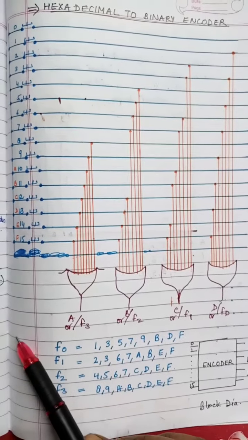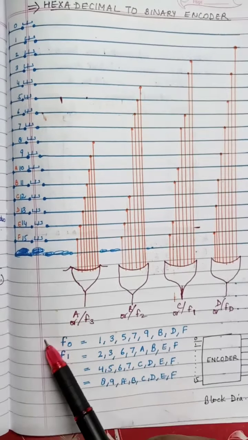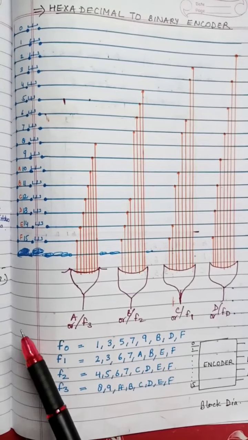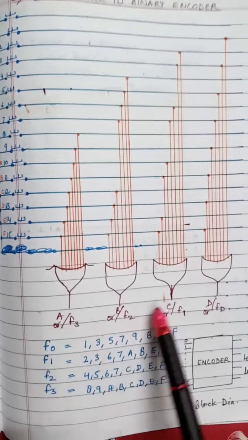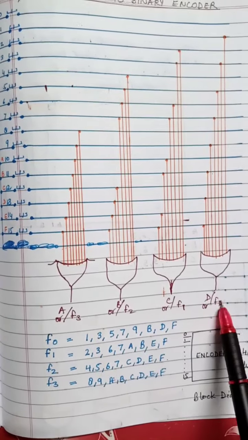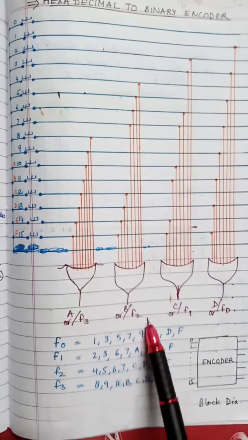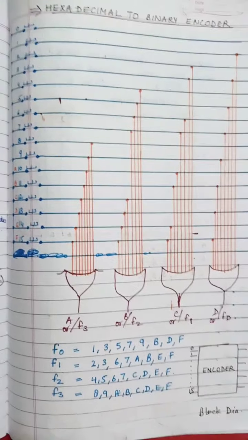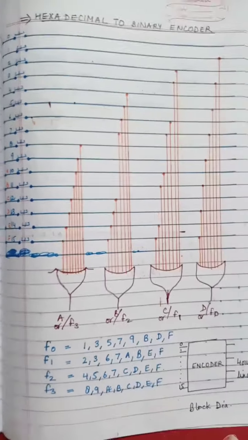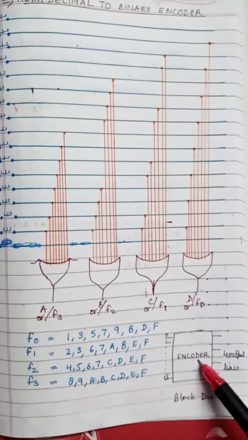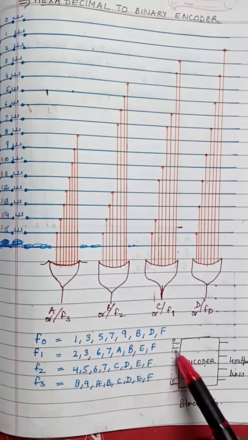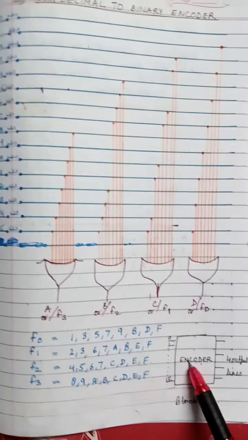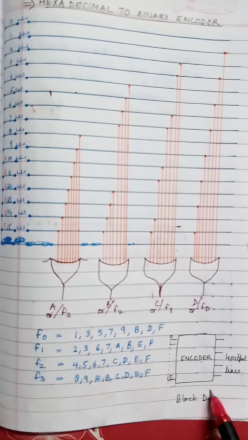Again, 2 to the power n is greater than or equal to I. So n must be 4 to satisfy that condition. There will be 4 output lines, so 4 OR gates will be there. You can say A, B, C, D or F3, F2, F1, F0. Fine. The block diagram will be this: from 0 to 15 input lines you can show like this, then the encoder, and 4 output lines. This will be the block diagram.